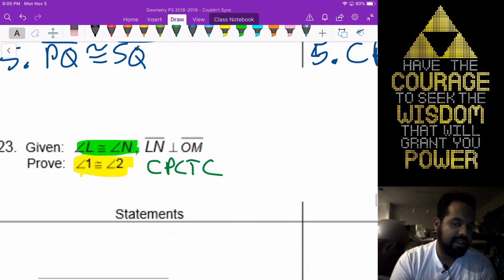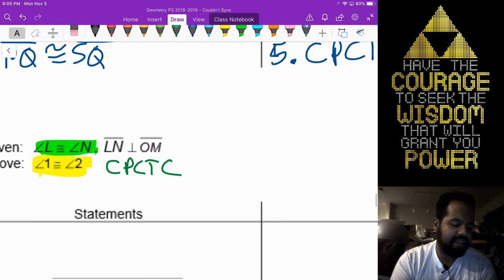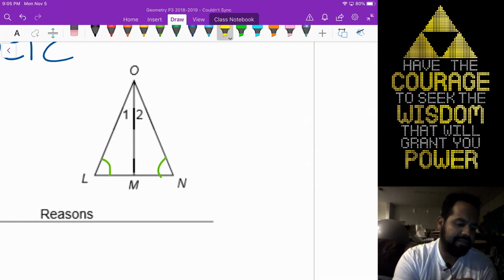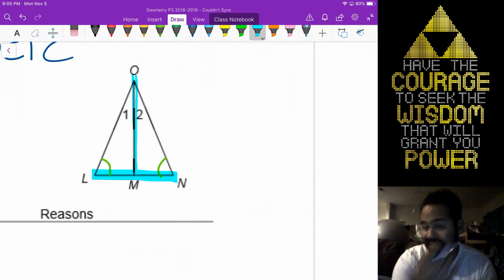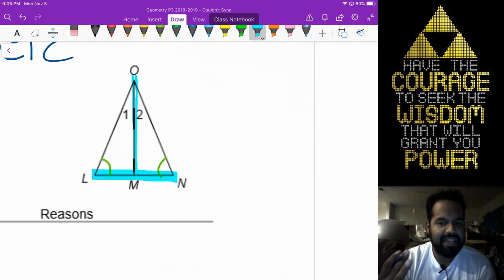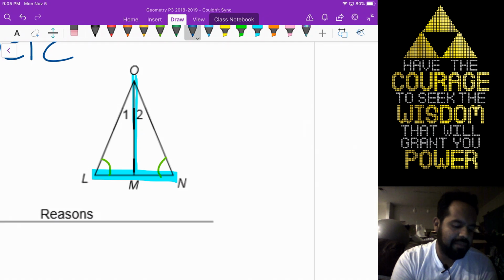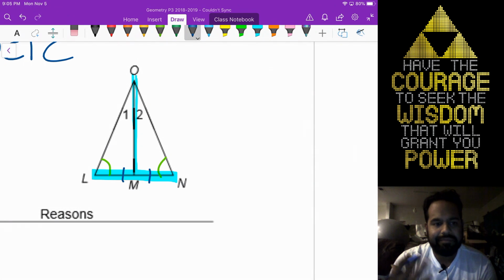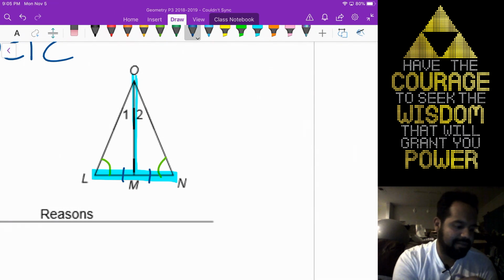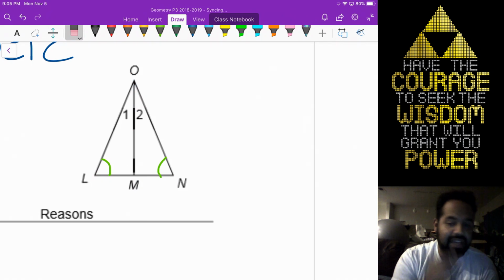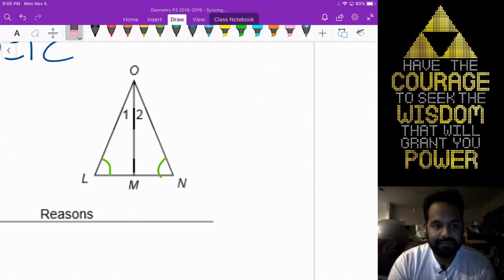Check. LN is perpendicular to OM. So if I look at LN and OM, that's these two lines. Now, a common mistake that a lot of students tend to make is that you see that and you think, oh, we're going to mark these two sides congruent. You can't do that. And the reason is you did not see the word bisector, or that M is the midpoint, or even perpendicular bisector.